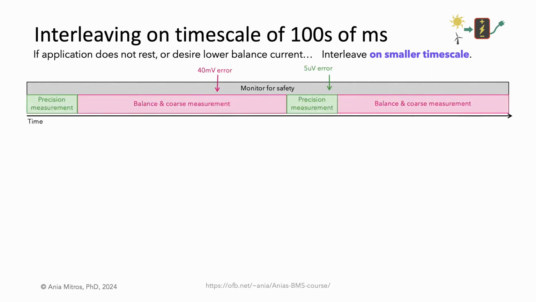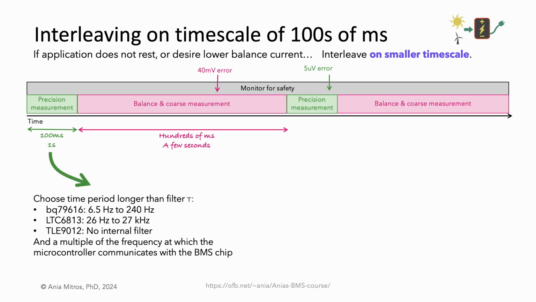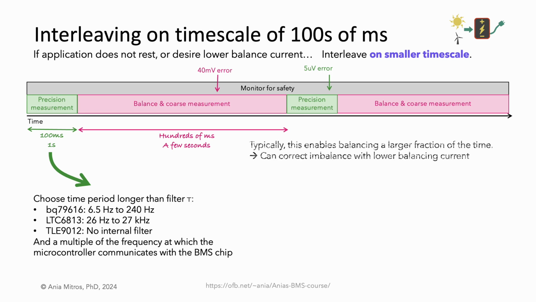We can monitor with high precision for 100 milliseconds or 1 second or some similar length of time, and then balance for a few hundred milliseconds or a few seconds with the consequently higher measurement error. For the precision measurement window, we should choose a duration longer than the time constant of the BMS chip's internal low-pass filter. It's also convenient to make this duration some multiple of the frequency at which the microcontroller communicates with the BMS chip. Typically, this approach enables balancing for a larger fraction of the time than the previous approach.